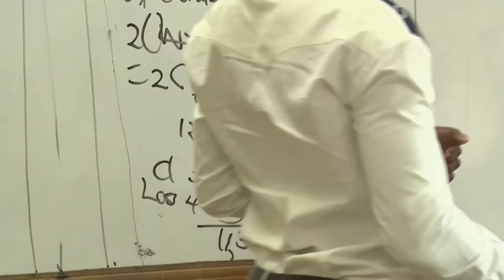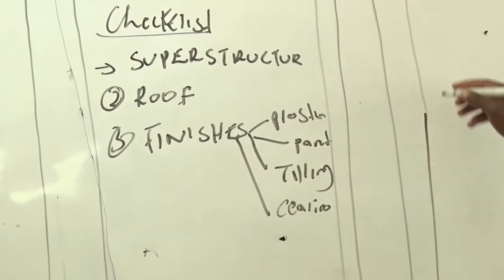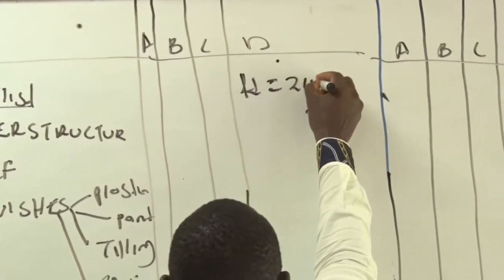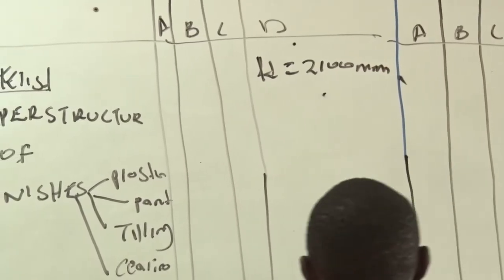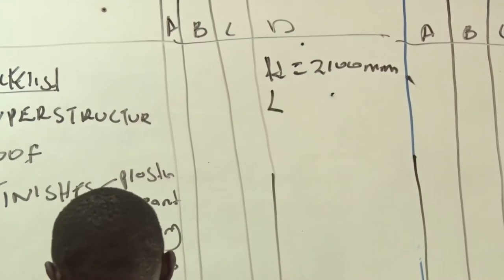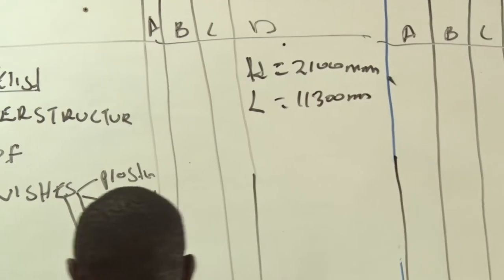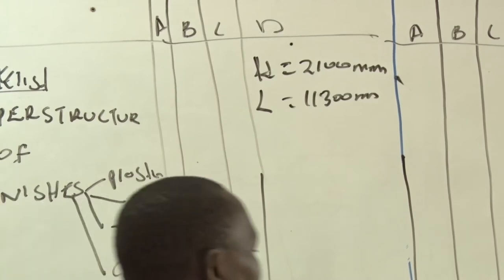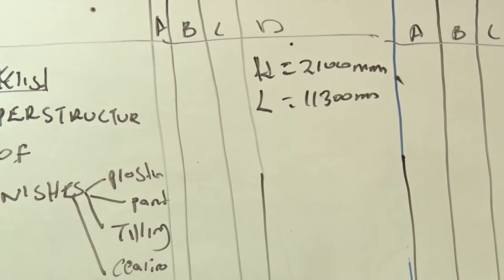So on the superstructure, from the normal wall heights, the height of the wall is always 2100 millimeters. So in imperial language, it is 7 feet. That's the height. But for the length, we'll be using our center line, which is 11,300 millimeters. Then you notice that walls are measured in square meters. So it simply means from the superficial floor method, we will open our length, which of course will be our center line, then multiply by height.